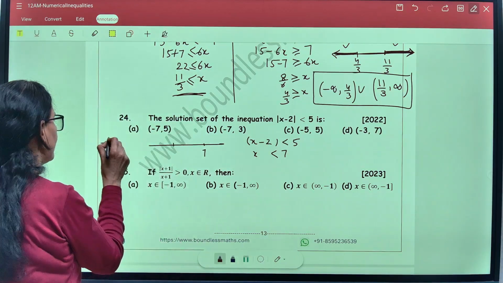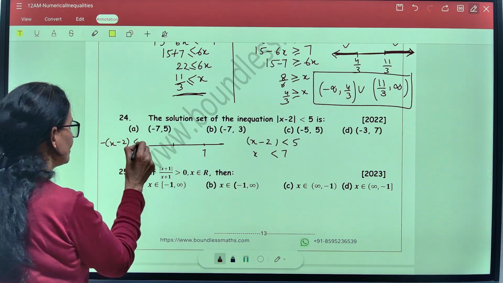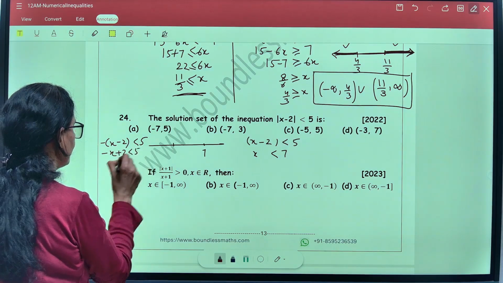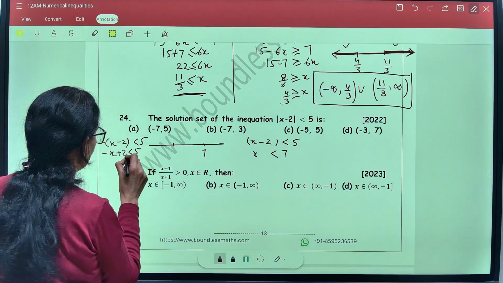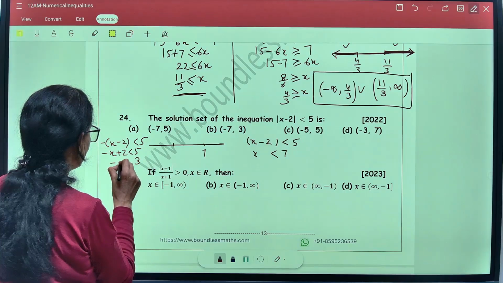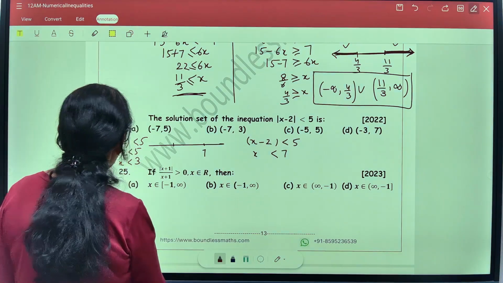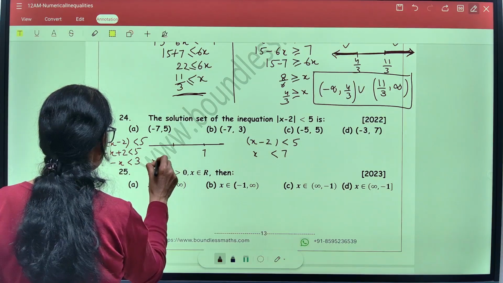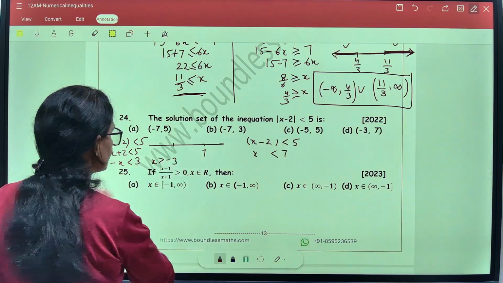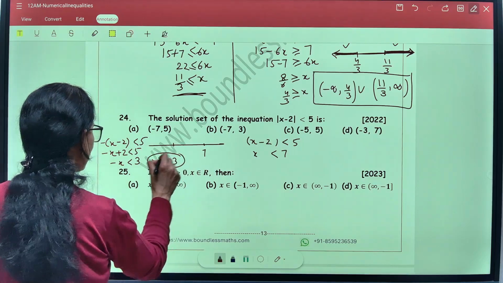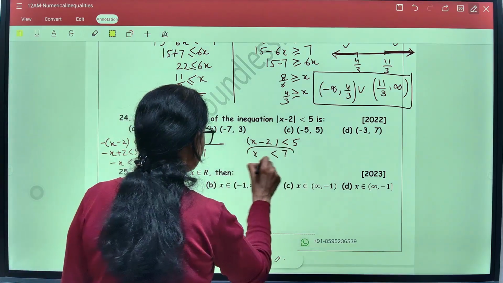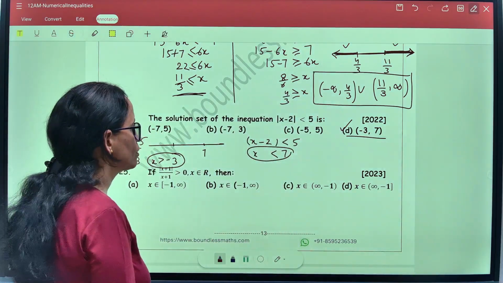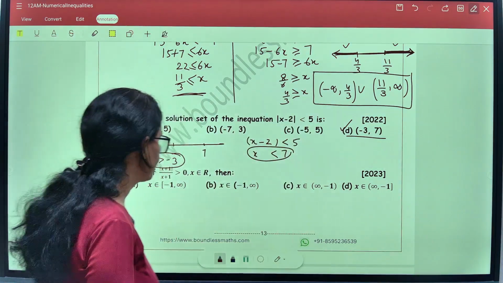And if minus of x minus 2 is less than 5, we get minus x plus 2 less than 5, and 5 minus 2 is 3, minus x less than 3. Now dividing by minus sign changes it. So it is x greater than minus 3. So that means you have the two conditions, x is greater than -3 and x is less than 7. So the solution is going to be D part. The range is from -3 to 7 and there are no square brackets involved, so it's easier.